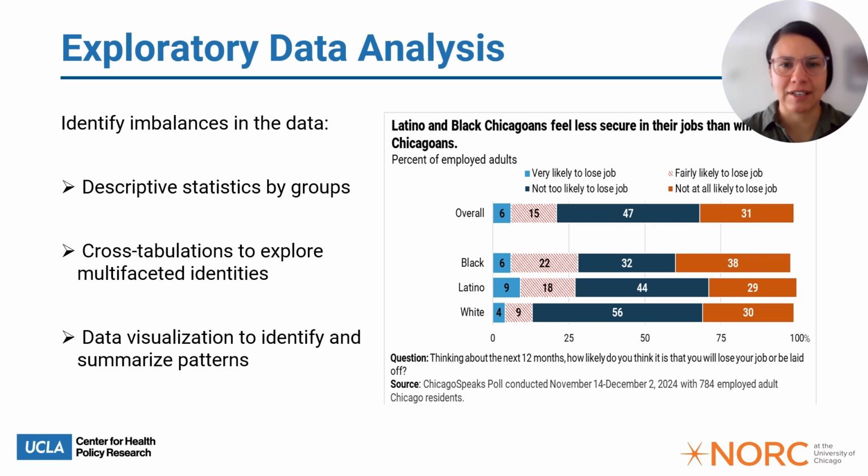On the right, we have an example of a bar plot from Chicago Speaks from 2024 that is showing the perception of job security by race.